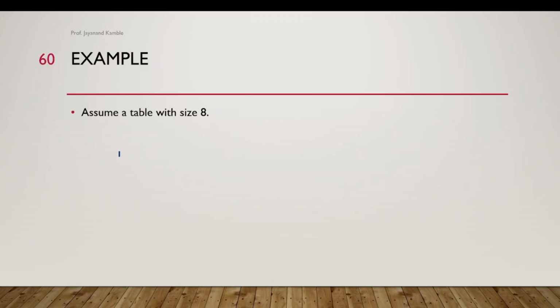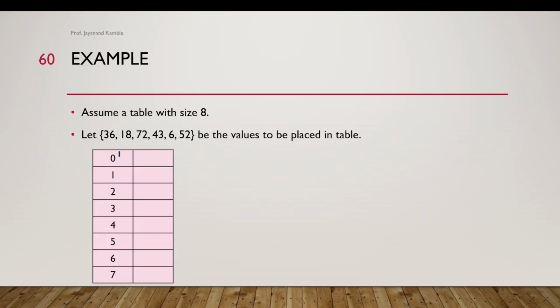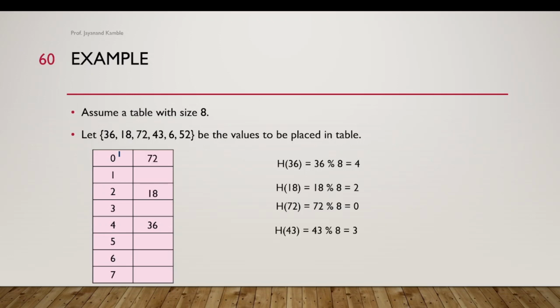Now I will show you an example. Again, assume the table size of 8. Elements are 36, 18, 72, 43, 6. One more I have added, which is 52. As the table size is 8, my index will be 0 to 7. So 36 will be placed at 4, 18 here, 72 here, 43 here, and 6 here. Now the next element is h(52). 52 mod 8 is 4. 8 sixes are 48, so 4 is the remainder.